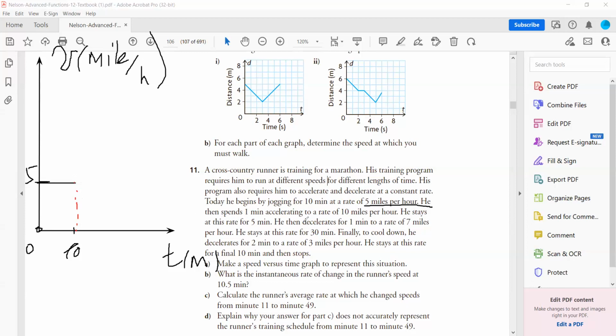Then he spends 1 minute accelerating to a rate of 10 miles per hour. 10 miles per hour is going to be twice as much as before. So 10 miles per hour, and he spends only 1 minute to accelerate. So if we split it up in 10, it would be roughly really close, only a 1 minute time frame. So I can also say delta t equals 1 minute.